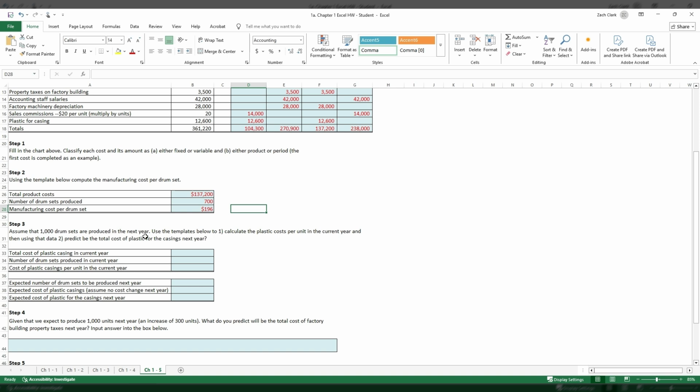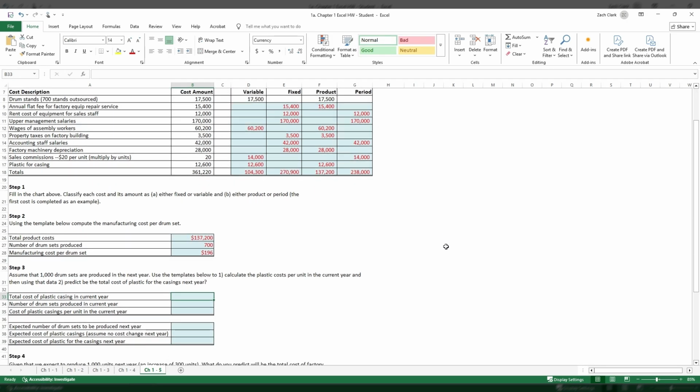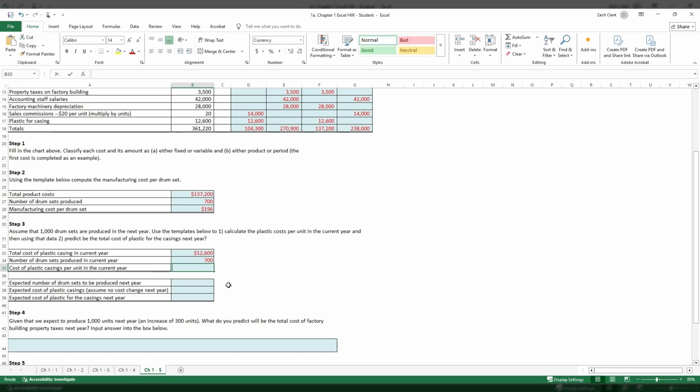Assume that 1,000 drum sets are produced next year, and use the templates below to, one, calculate the plastic cost per unit in the current year, and then using that data, predict the total cost of plastic for the casings next year. The total cost of the plastic casings in the current year we can just get from above, 12,600. Number of drum sets produced in the current year, 700. We can do the same thing, since this is just a subcomponent of the manufacturing costs. So the plastic is basically $18 per drum set.